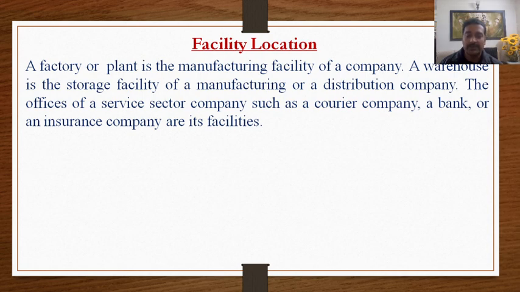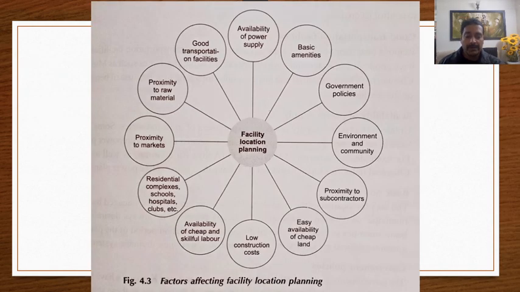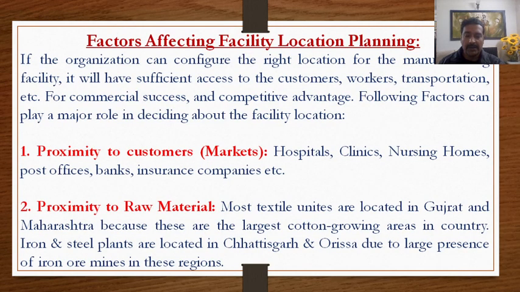A factory or plant is the manufacturing facility of a company. A warehouse is the storage facility of a manufacturing or a distribution company. The offices of a service sector company such as a courier company, a bank or an insurance company, these all are facilities. And there are some factors that affect our facility location planning, and they definitely have a very important impact on our productivity. That's why we should take care of these factors one by one. Let's discuss these factors.